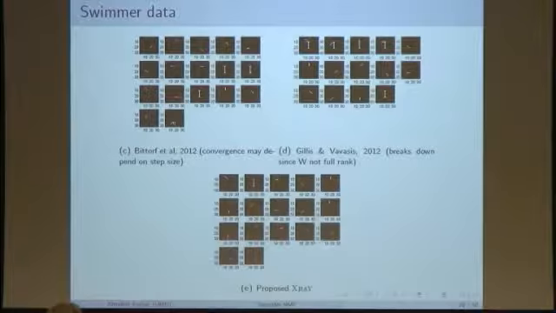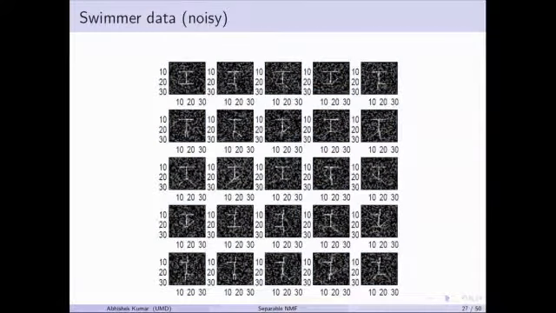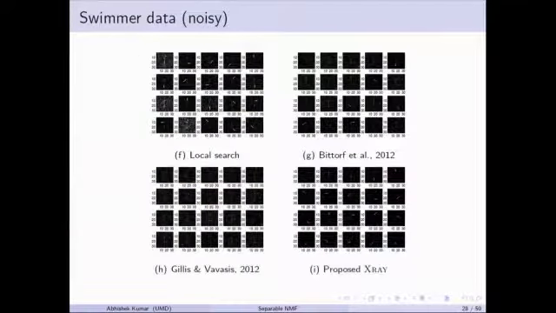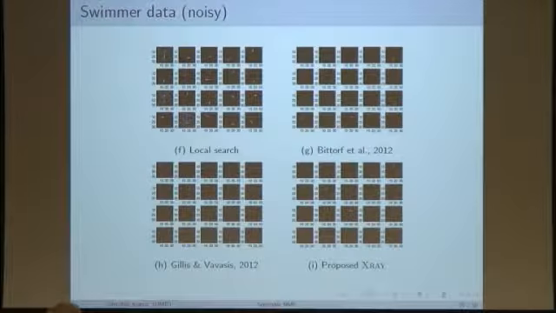Now the proposed method recovers all the topics, and the topics also look reasonably clean, with a clear-cut structure. Now let's add some noise to this data and see what topics we get using different methods. On the top left, I've shown topics by local search. Here some noise has crept into the topics, but the rest of them are very clean. In Bittorf, some topics are reasonably good, and in others there is no clear-cut structure. In Gillis and Vavasis, almost all the topics are blurry, with no structure. In the proposed method, there are some topics that are not very clean, like this one and this one, but the rest are reasonable, and there is no noise crept into the topics.